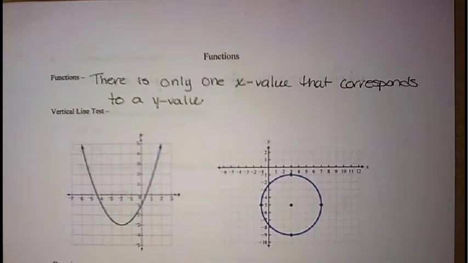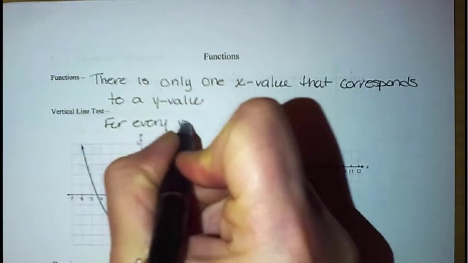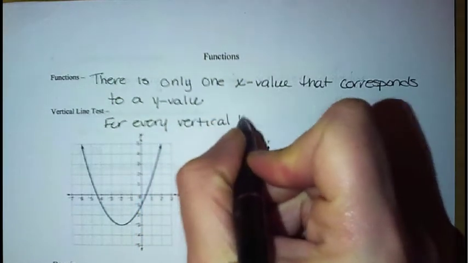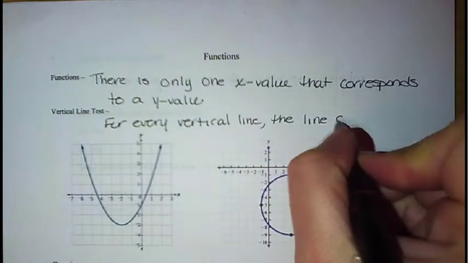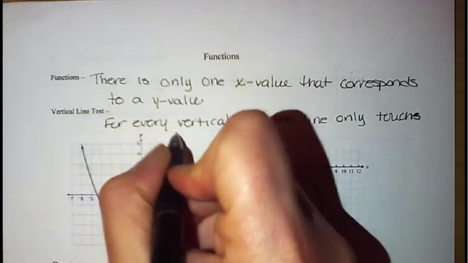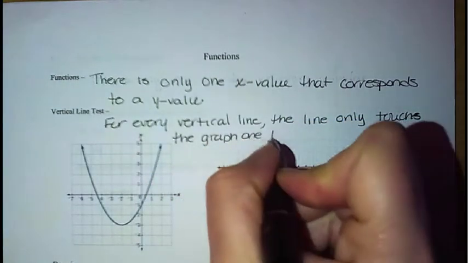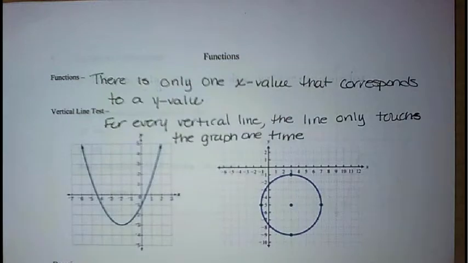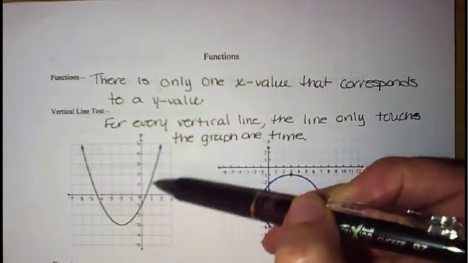The easiest way to test this is what we call the vertical line test, and that basically means for every vertical line, the line only hits the graph, or touches the graph, one time. And that means every single vertical line that you can possibly draw would only touch the curve of the graph one time. So if I look at this first example here, I have this parabola or U-shaped graph.